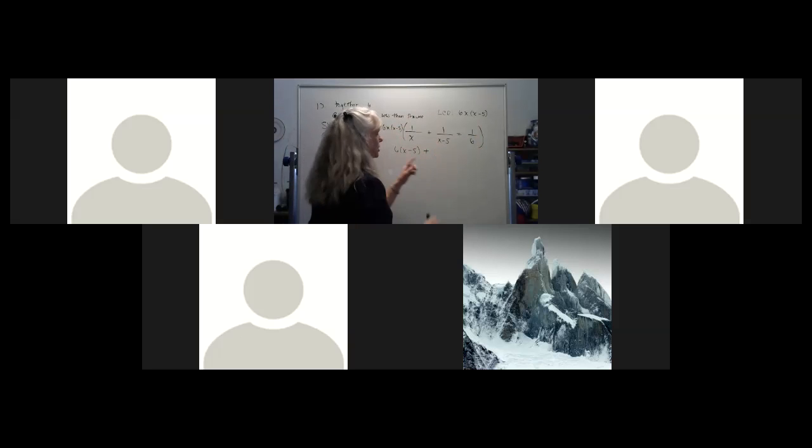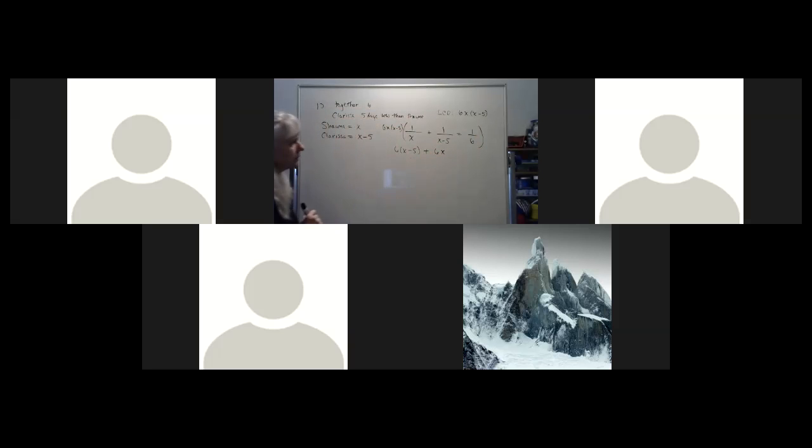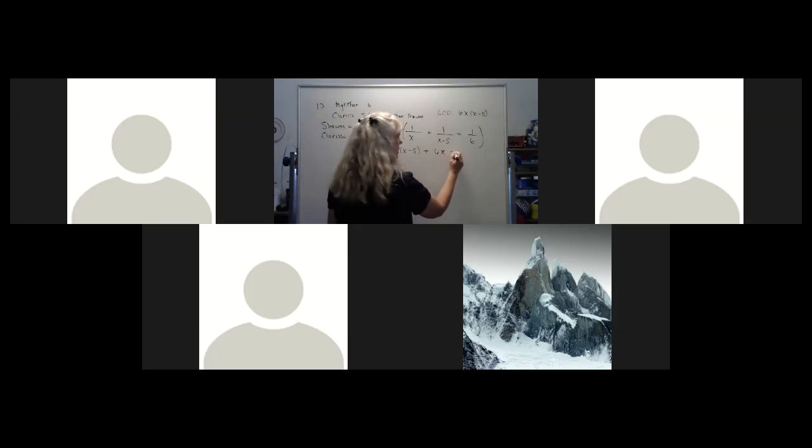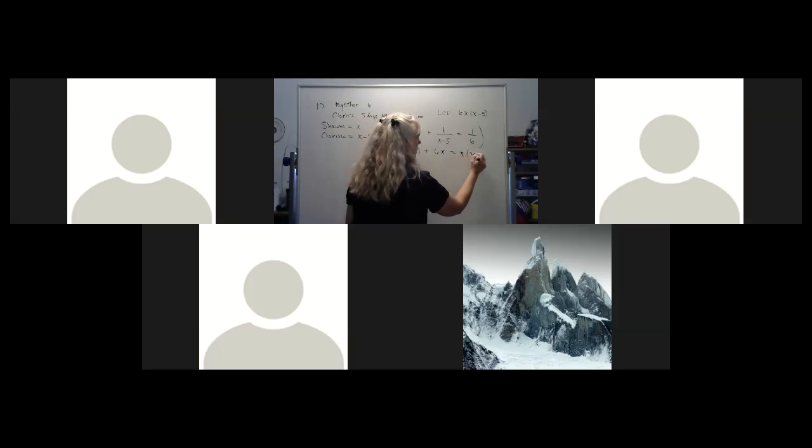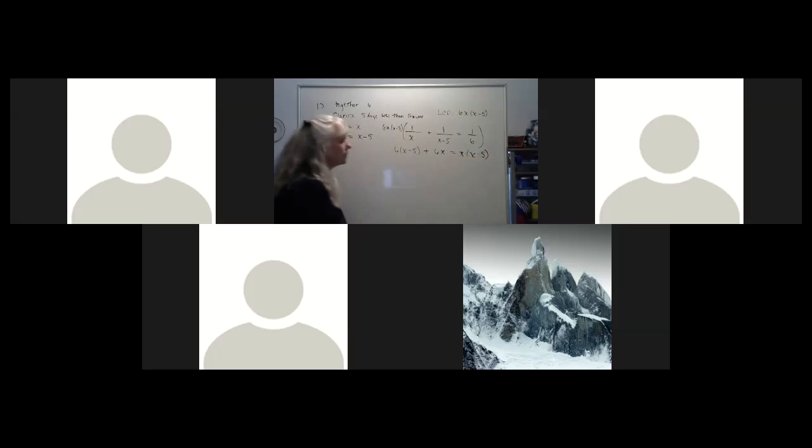So the second fraction has the x minus 5. So what is left, or what is it missing? The 6 and the x. The third fraction on the other side has the 6 already in the denominator, so it's missing the x and the x minus 5.